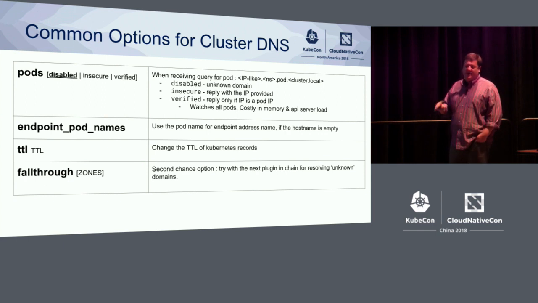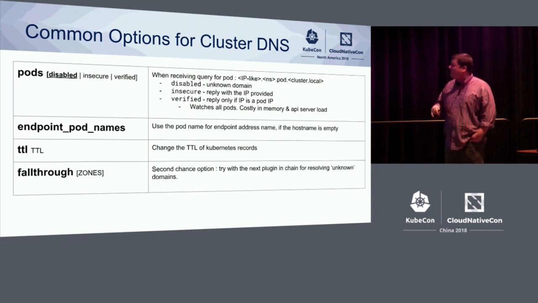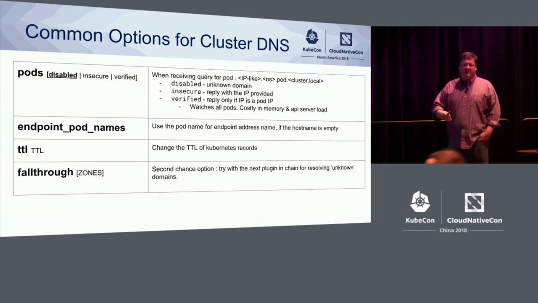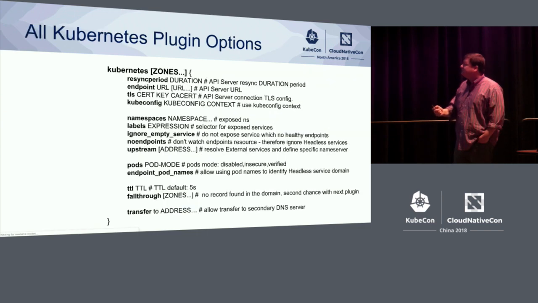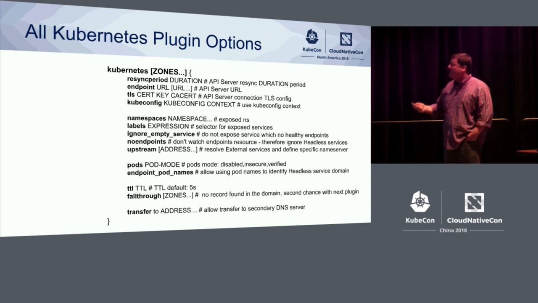Endpoint pod names will allow you to, instead of using some random numbers as the endpoint name in a headless service, it will use the pod name by default. And of course, you can change TTL. Fall through is interesting, and we'll talk a little bit more about that. That's a sort of internal way to allow more than one plugin to be authoritative on a given zone.